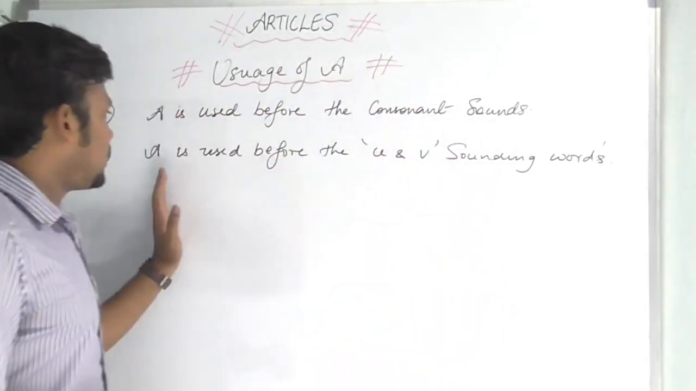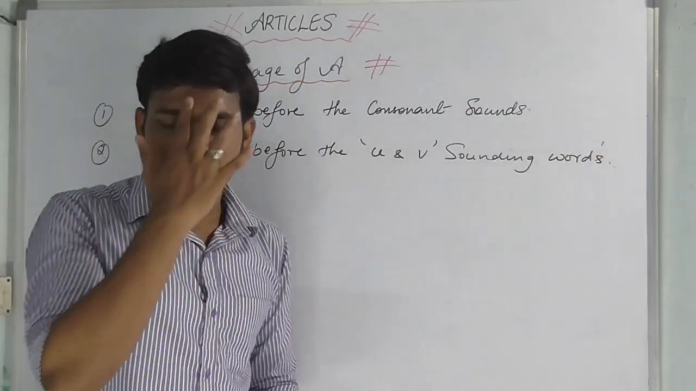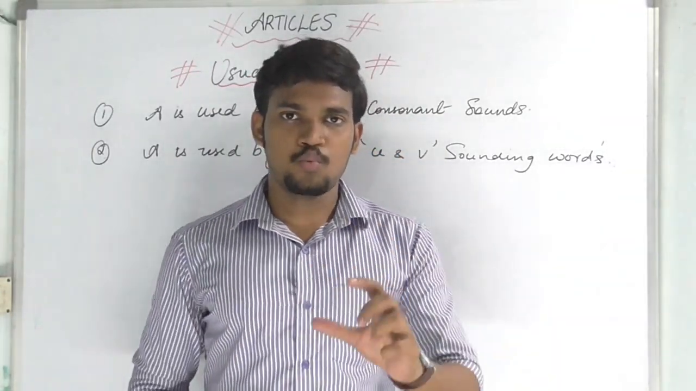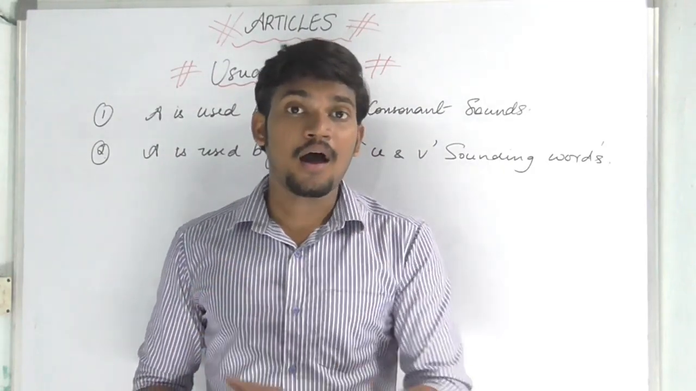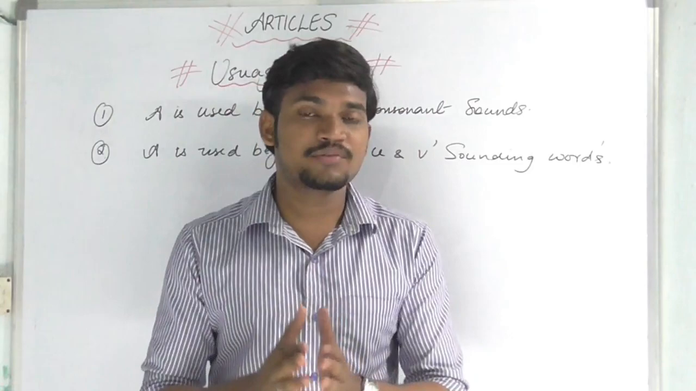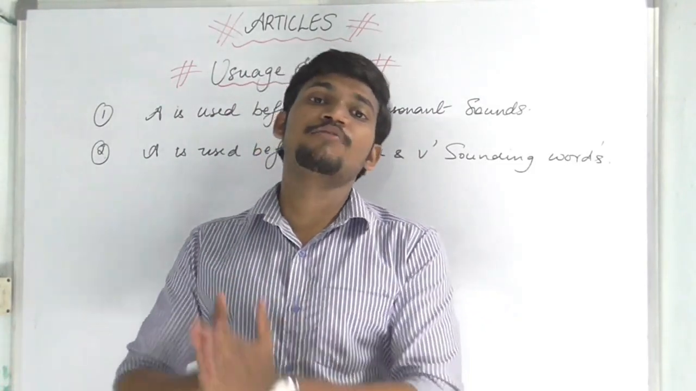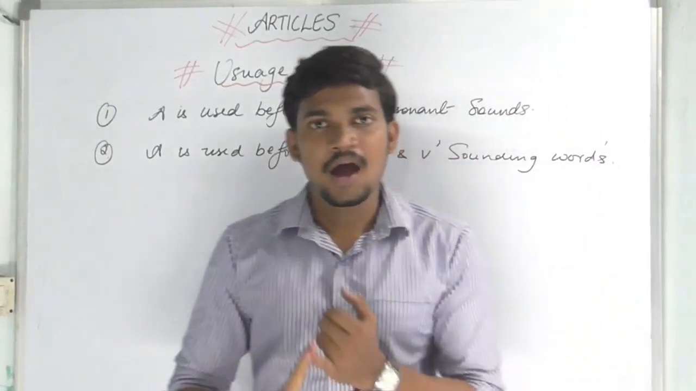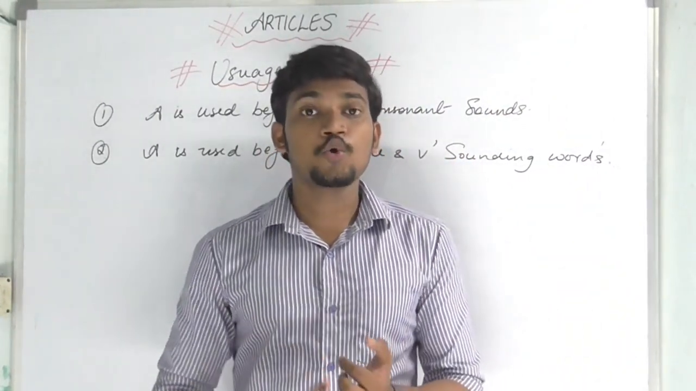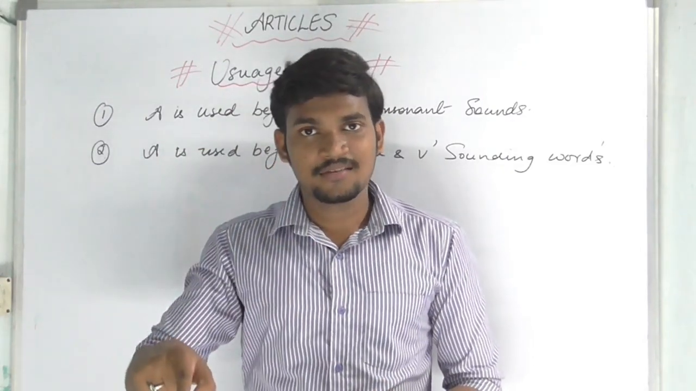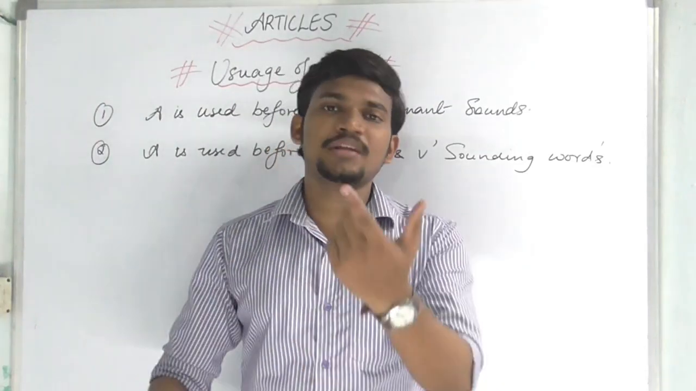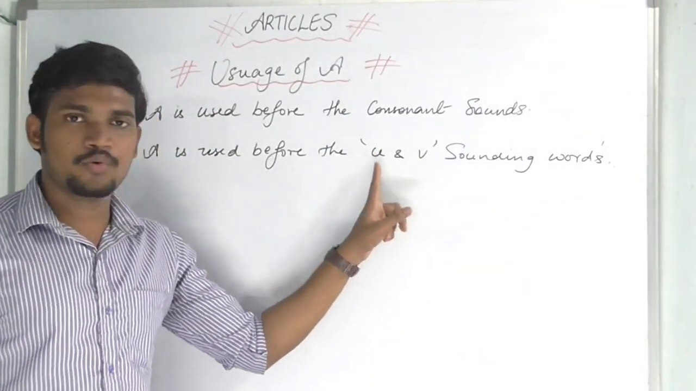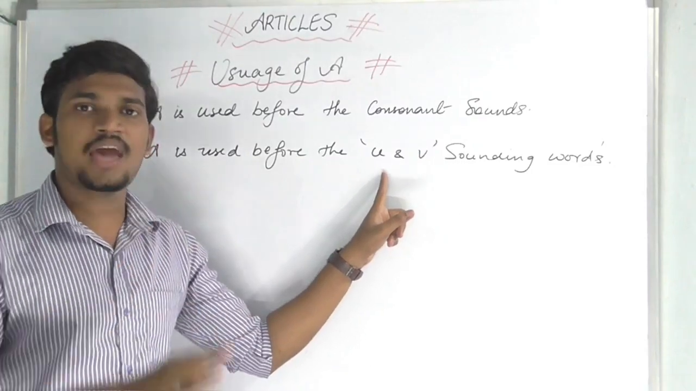Now see, a is used before U and Va sounding words. This is the difficult thing we have to remember. U and Va sounding means useful, U. Umbrella, we know the usage of an; an is used there. That is the other case. But what we have to remember here is U means useful. European: even though it starts with E, we have to put a. Why? Because it is sounding like U. That is what I have said here. U and Va, U. European, useful. You have to use a.